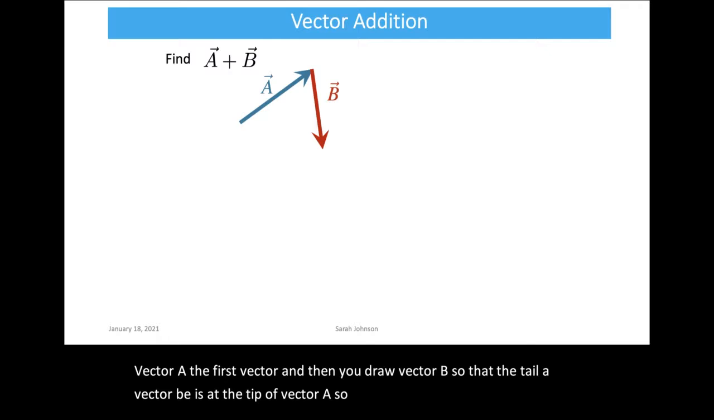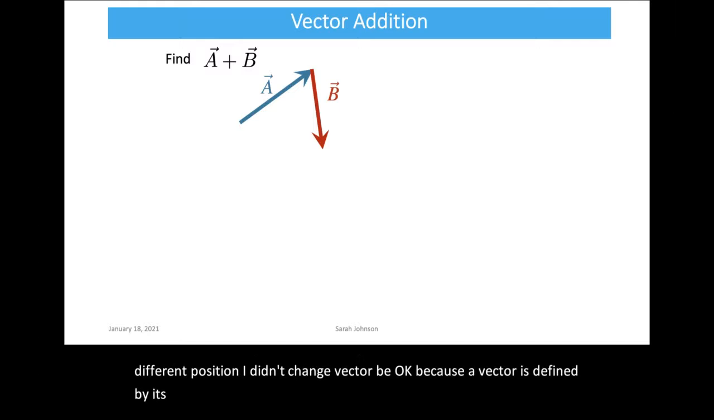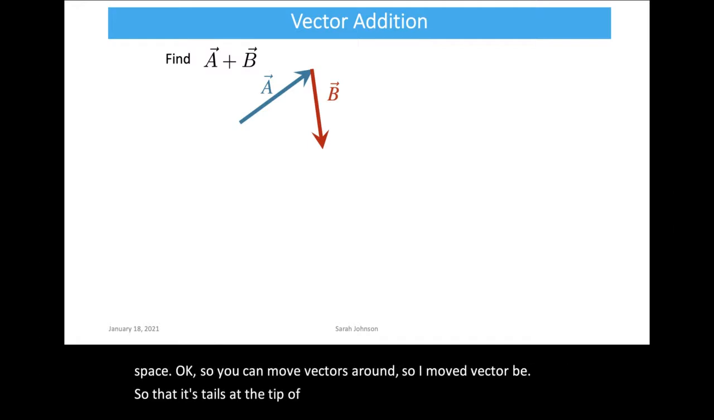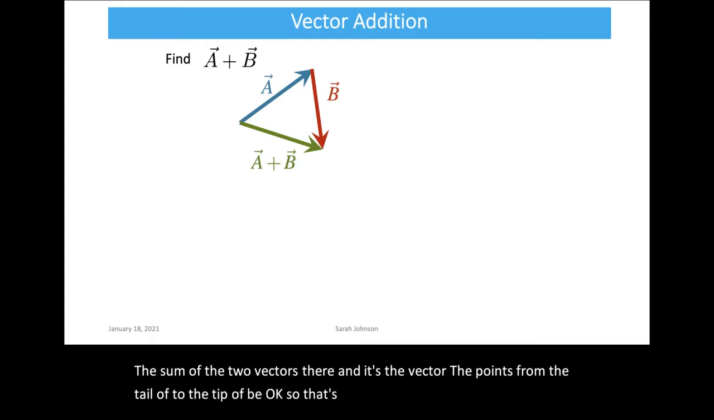So I just moved vector B over to a different position. I didn't change vector B, okay? Because a vector is defined by its length and its angle. It's not defined by where it's located in space, so you can move vectors around. So I moved vector B so that its tail is at the tip of vector A, and then A plus B is defined to be the sum of the two vectors, and it's the vector that points from the tail of A to the tip of B. Okay, so that's what A plus B looks like and how you would do it pictorially.